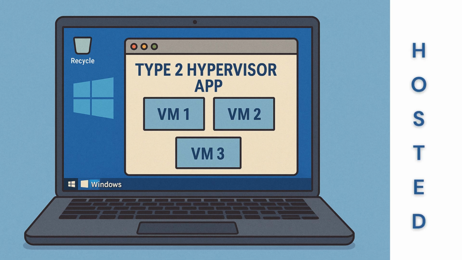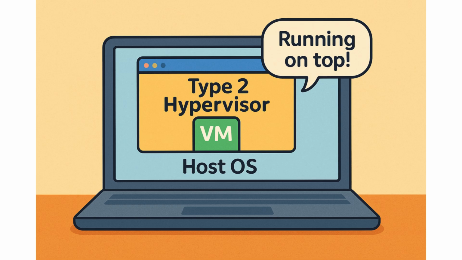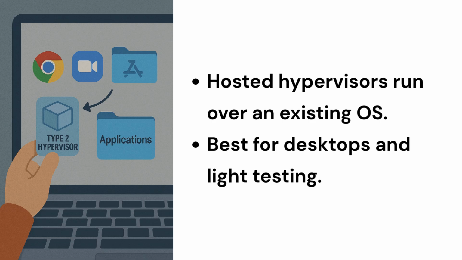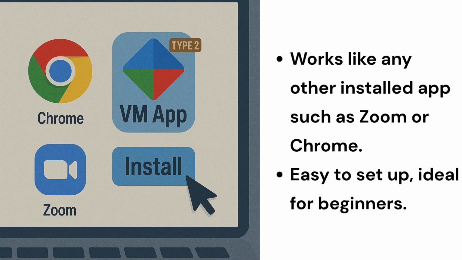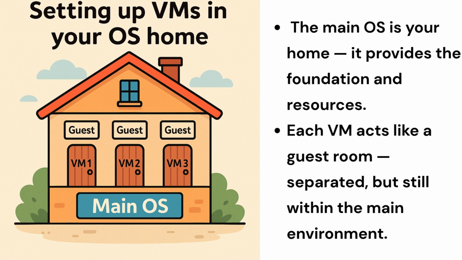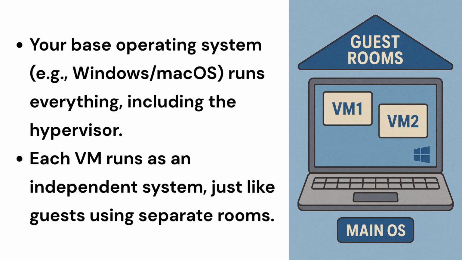Type 2 hypervisor, hosted hypervisor. What it is. A Type 2 hypervisor runs on top of an existing operating system like Windows, Linux, or Mac OS. It's an app you install, just like Chrome or Zoom. Think of it like you're setting up mini apartments inside your home OS. The home is your main OS, and the VMs are like guest rooms.